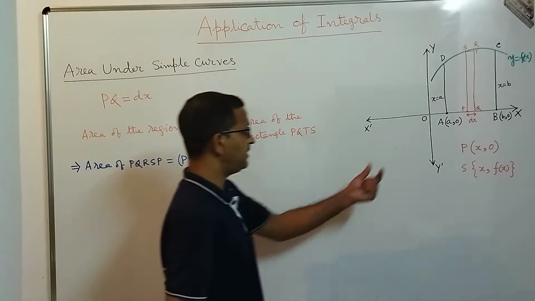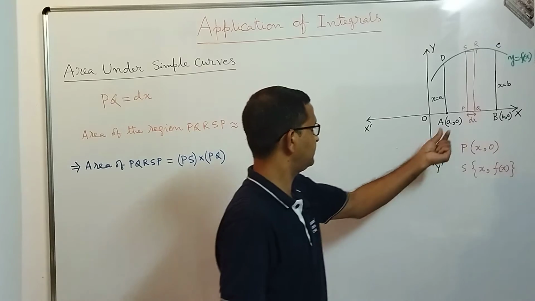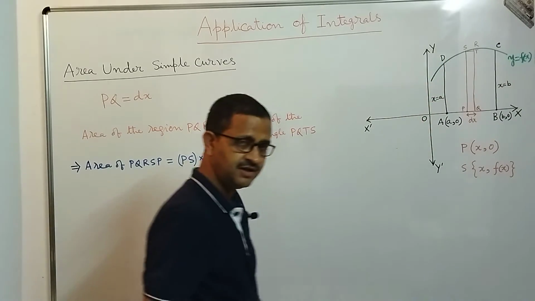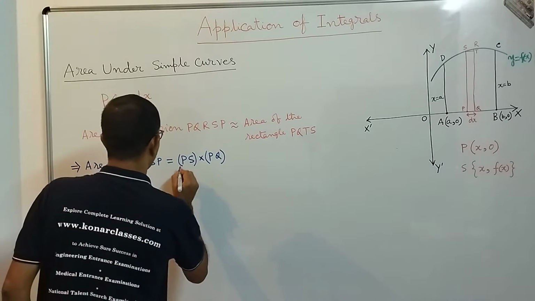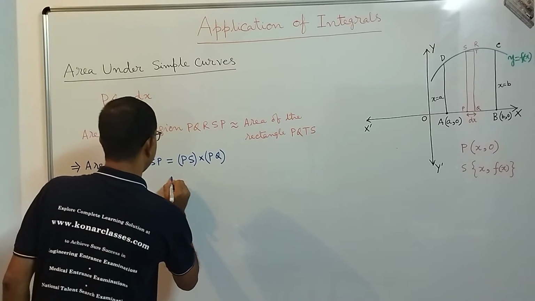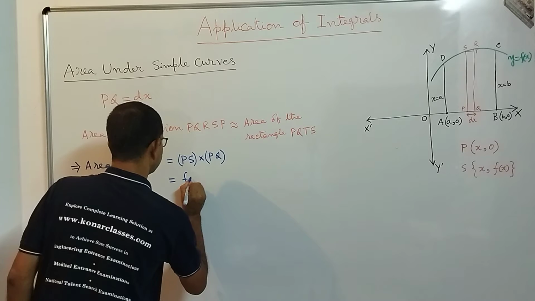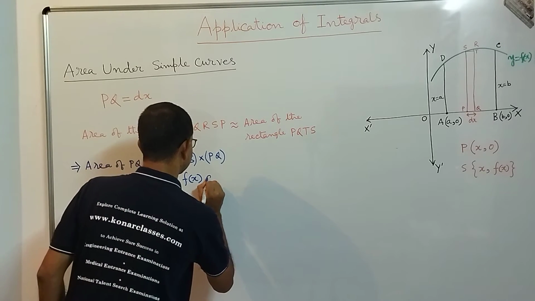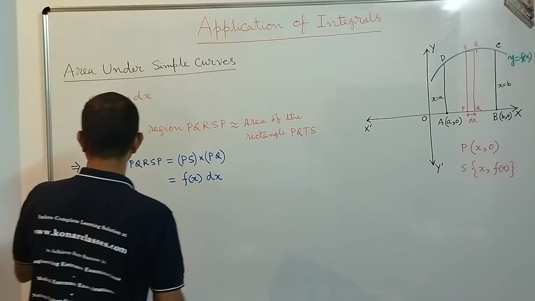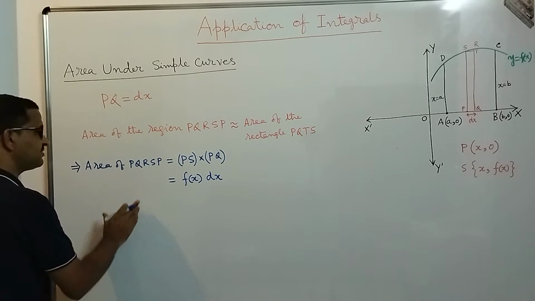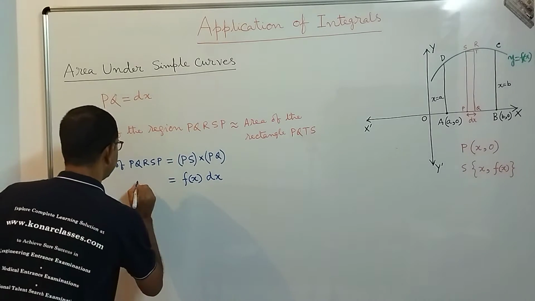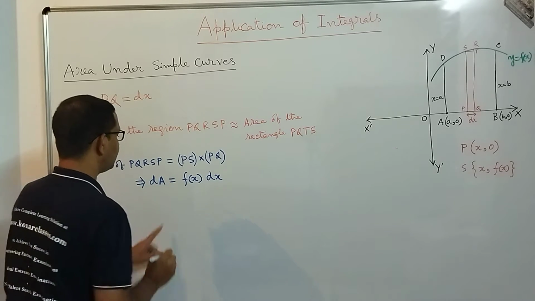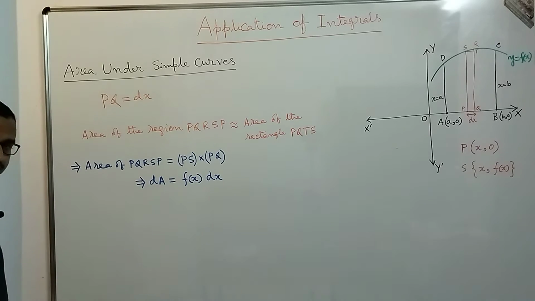Now this PQRSP is an elementary strip. Then what is its area? PS is nothing but f(x), and PQ is dx. So let us assume that the area of this elementary strip, PQRSP, is dA. That implies dA is equal to f(x) dx.